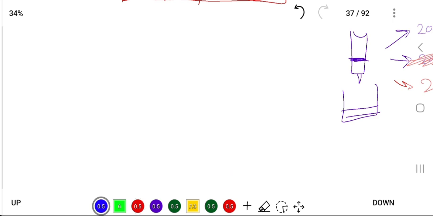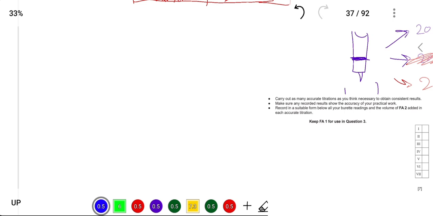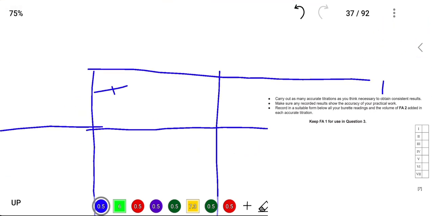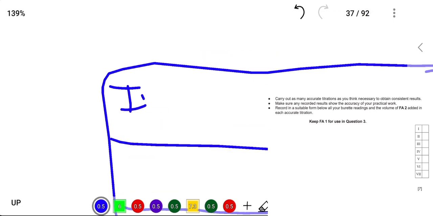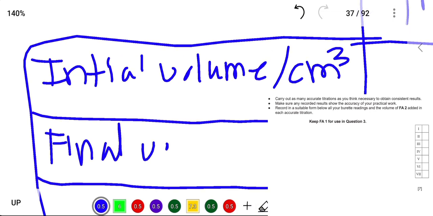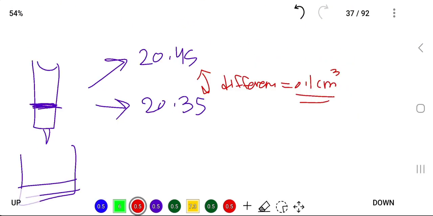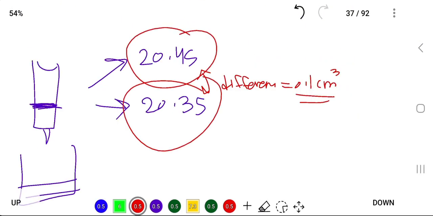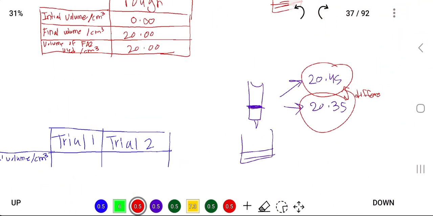You will do the table, alright? You can follow the same format. So what will I do? I'll make the table first thing. Now our values are 20.45 and 20.35, alright? 20.45 was your first accurate one. This is not your rough one, this is an accurate one.